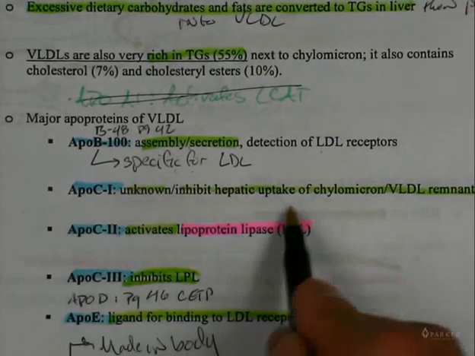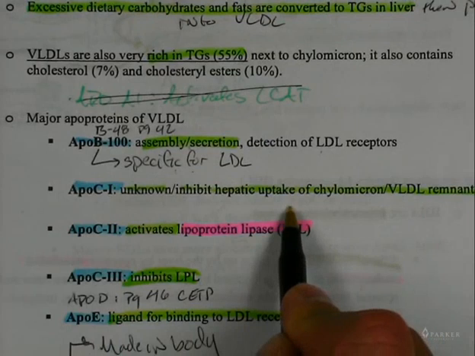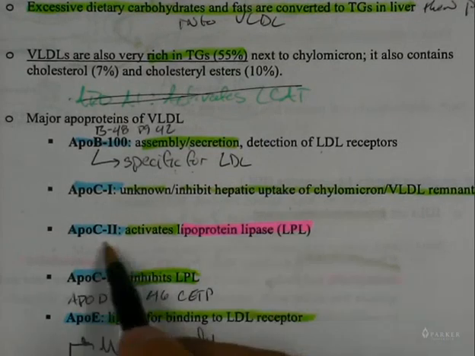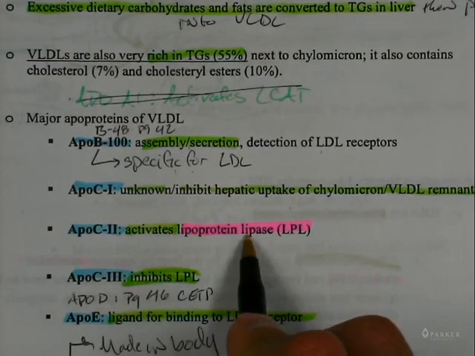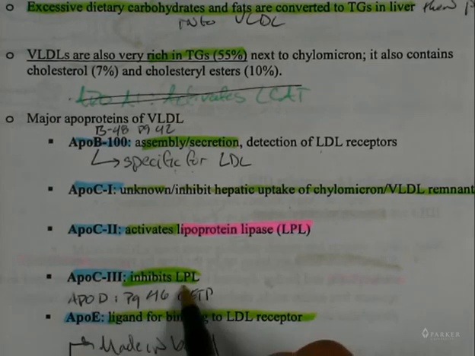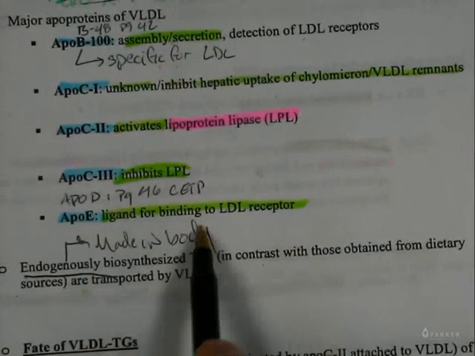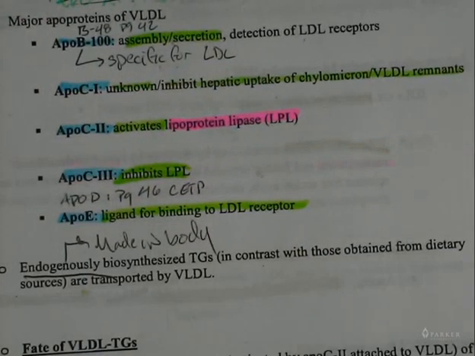C1 lets it stay out and play. C1 inhibits hepatic uptake. C2 activates LPL. Where's LPL located? In the tissues. C3 inhibits LPL. It means it's greedy. It doesn't want to give stuff up. And APOE binds to LDL receptors, allowing for receptor-mediated endocytosis. I know you guys are tired, but stay involved. A couple more minutes.